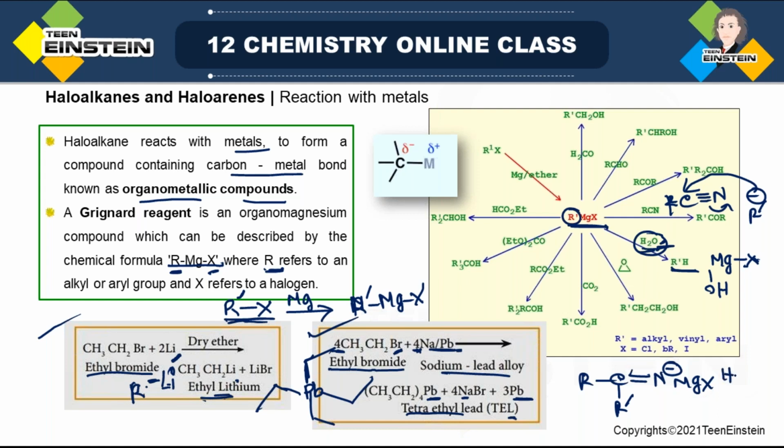Next, this is not a very stable structure. If you are hydrolyzing it, what will happen? Now this C triple bond will be broken and there will be formation of RC double bond O R'. So R'COR will be the final product.